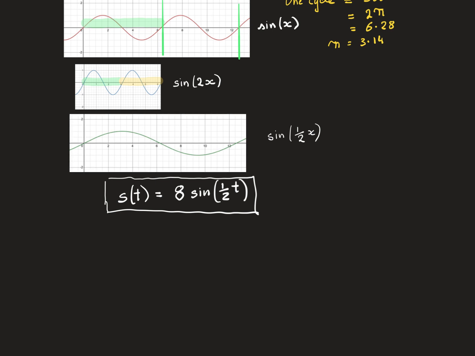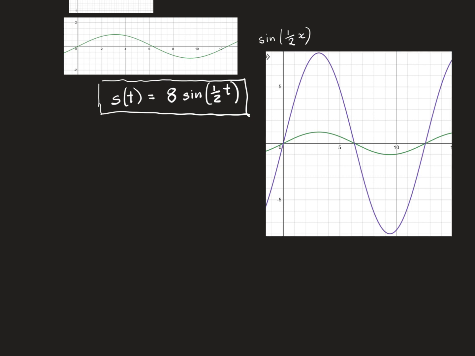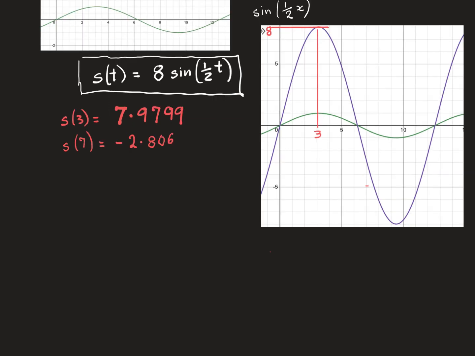Now, may I remind you that 8 means that the amplitude is 8. All these sine functions that I had drawn so far were just up to 1. So we will need to draw a sine function with an amplitude of 8. And the displacement at 3 seconds was 7.9799. Since the maximum is 8 meters, you can see that our dog is nearly at the maximum distance from the kennel. After 7 seconds, he is 2.8 meters to the left of the kennel.